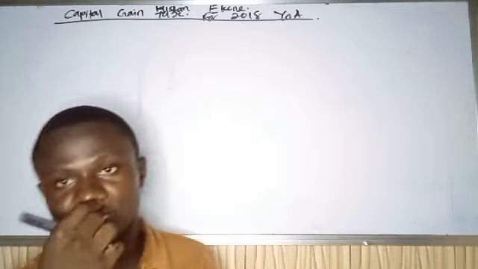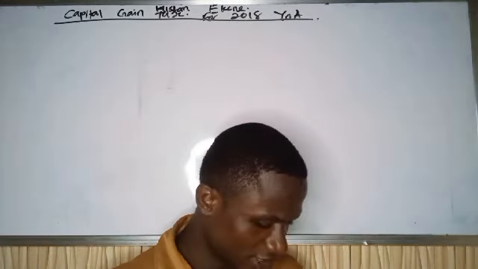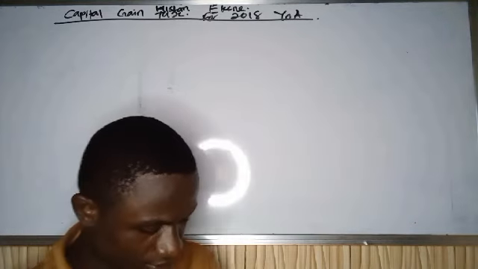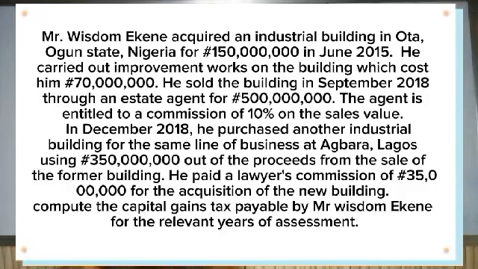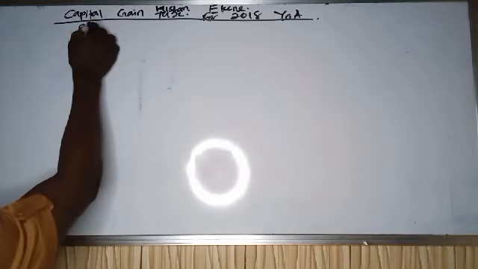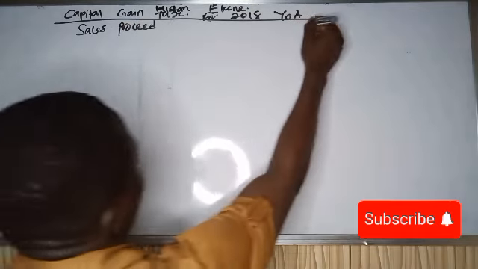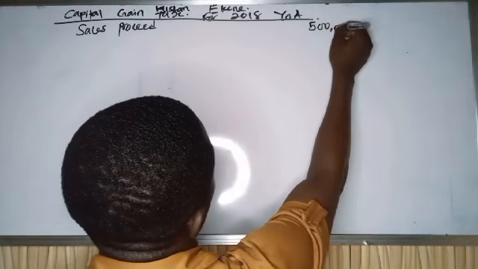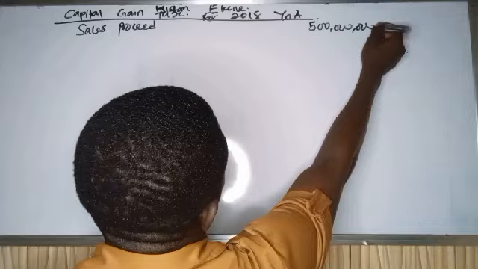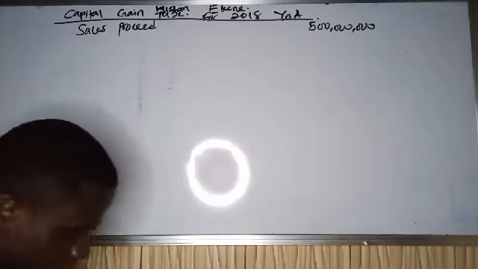So the first thing we need to get is the sales proceeds. So how much is Mr. Wisdom Ican selling the building? From the question, he said he sold the building in September 2018 through an estate agent for 500 million naira. So sales proceed is 500 million. That is the amount at which he's selling the asset.